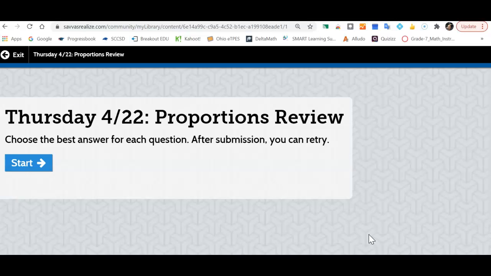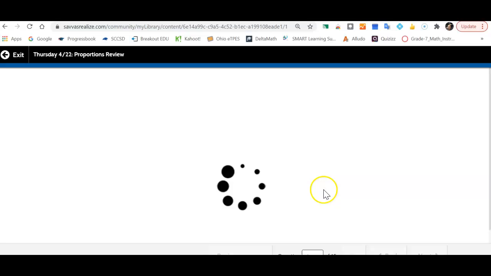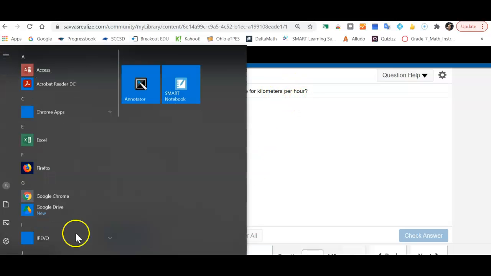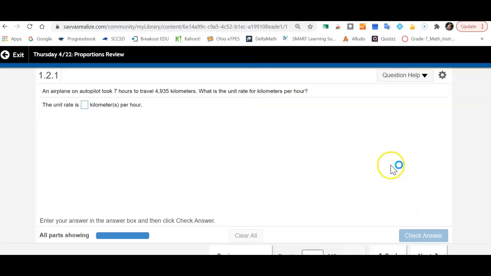We are going over proportions review today. What we are looking at is, this one would be a unit rate. Remember, anytime you see that per word, that tells you we're dealing with a unit rate. Let me pull up my annotator here. So this one, it says, what is the unit rate in kilometers per hour?